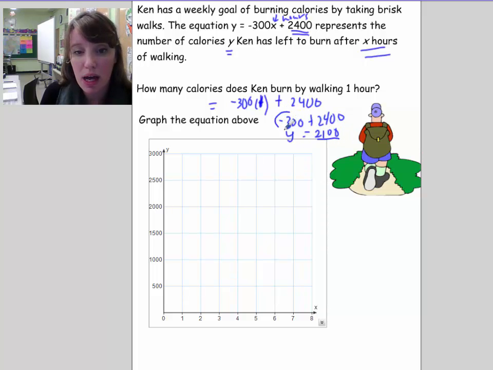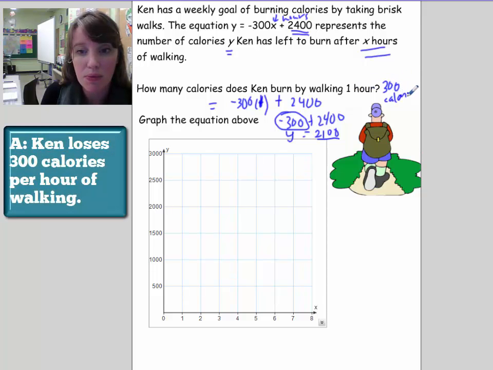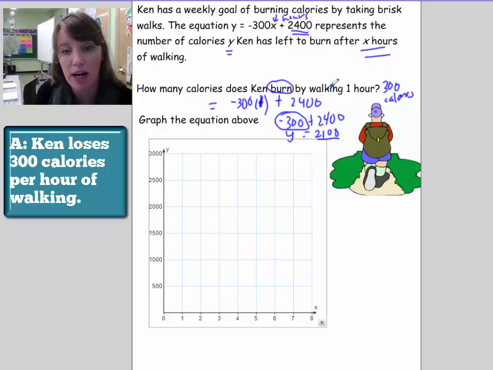So every hour that you put in, he's losing 300 calories. So how many calories does Ken burn by walking 1 hour? He loses 300 calories per hour. Notice I don't say that he's burning is the same thing as losing, right? When you burn calories, it means you no longer have to store them in your fat. So the idea is that he's getting rid of them, right? But notice that I don't put -300, because if I use a sentence like he burns 300 calories, the negative is indicated by the word burns. All right, so just be careful when you're answering word problems.